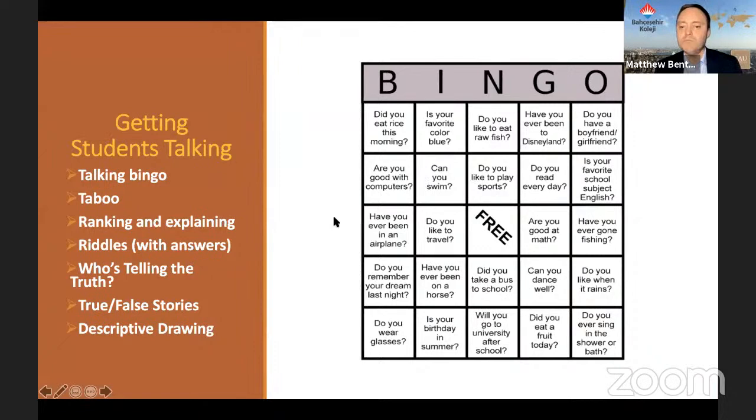I've got a nice talking bingo game here that I'll be sharing as a full resource with you, which students typically love, even at the youngest ages. But some of these other activities as well are quite engaging for students to get them talking, including, as everyone knows, taboo, but including some others that really are fostering critical thinking and higher order thinking skills. Now, I'm about to show you these on the next slide. So let me go ahead and move up here.